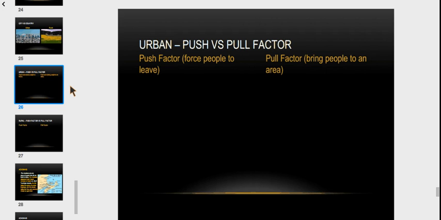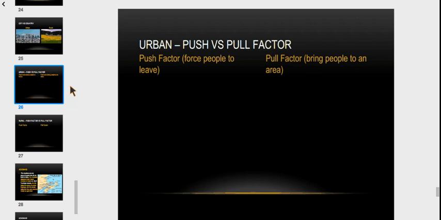Well, first I want to introduce the terms push factor and pull factor. You should have seen this in 6th grade, maybe a little bit in 7th grade, and now you're going to see it a lot in 8th grade. A push factor is a reason for somebody to leave an area. Something bad happens, people leave. That's a push factor. A pull factor is a reason to come to an area.